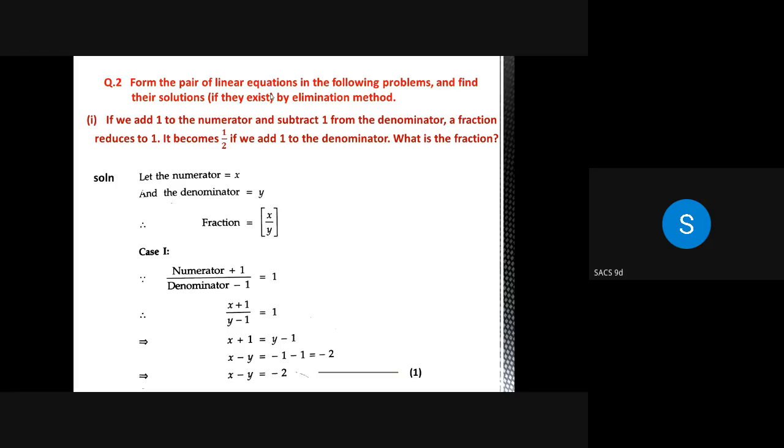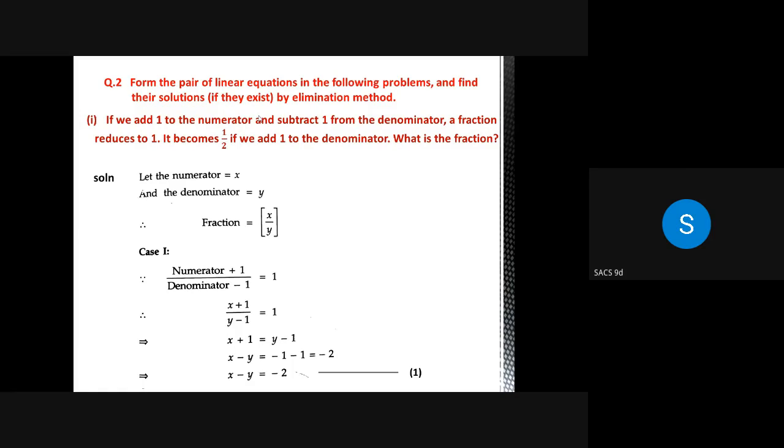Now we begin with the word problems based on elimination method. So the first word problem is, this is question number 2 of the same exercise. First problem: if we add 1 to the numerator and subtract 1 from the denominator, a fraction reduces to 1. So here we can take numerator as one variable, that is x, and denominator as another variable. So y I am taking as the denominator. So fraction will be x by y.